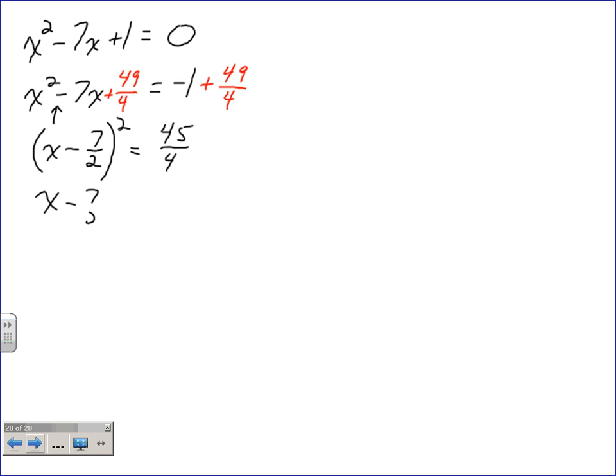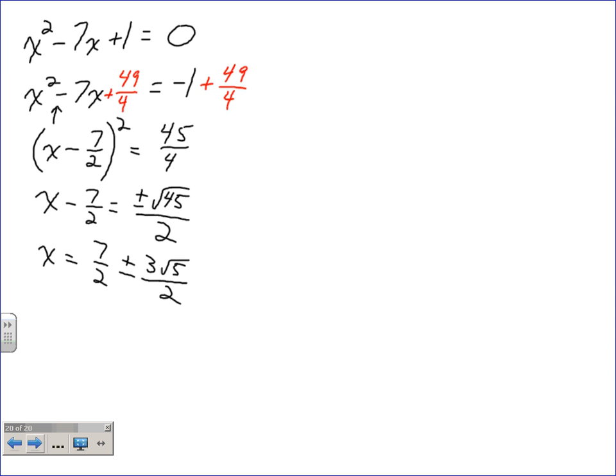X minus 7 halves is equal to plus or minus the square root of 45 over the square root of 4, which is 2. And add 7 halves to both sides. 45 is 9 times 5. Square root of 9 is 3. And that's your final answer.